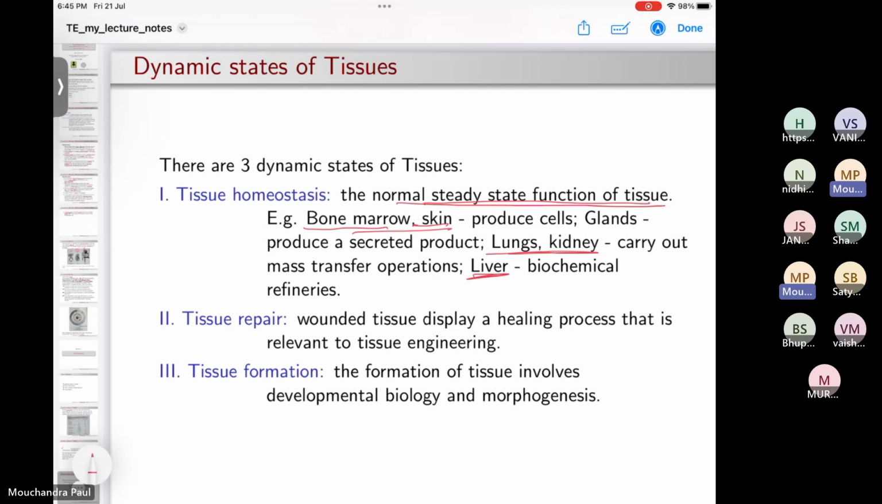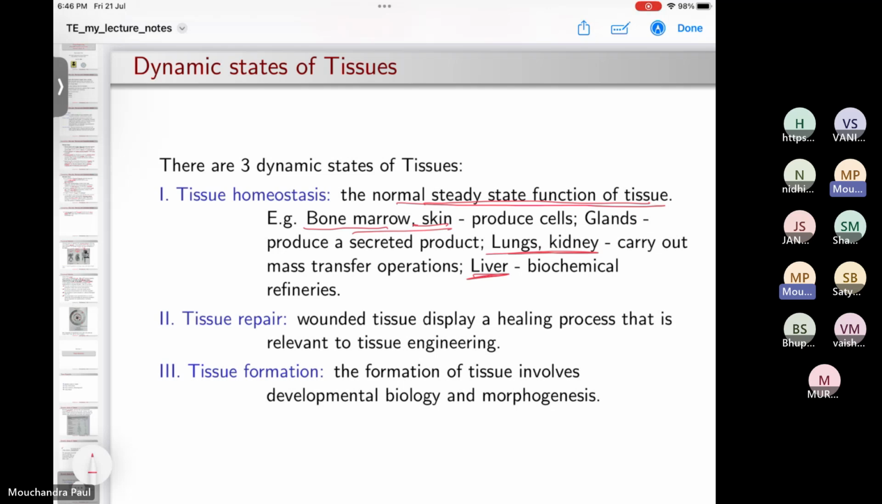Whereas the dynamic state of tissue repair only happens, it does not happen in the normal state. Tissue repair only happens when the organ in question is injured. At that point only, the entire tissue repair mechanism starts. It's a separate mechanism altogether, completely different from the normal functioning of the organ.